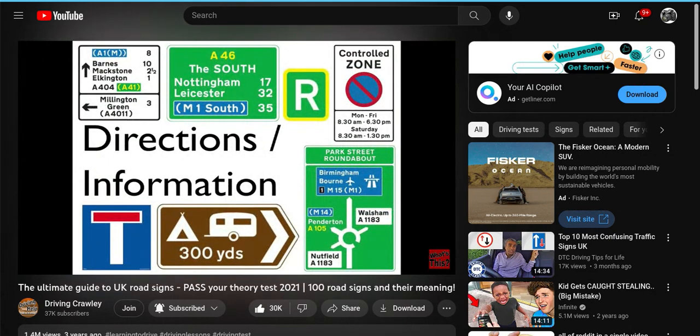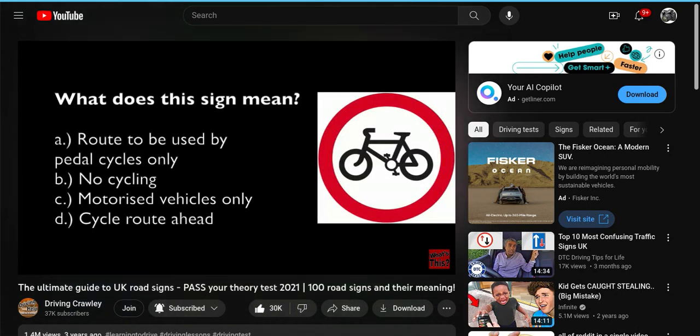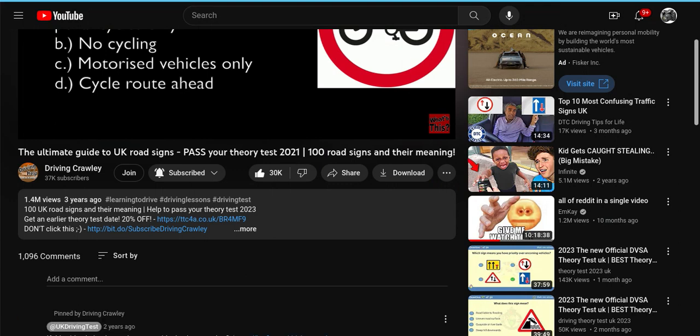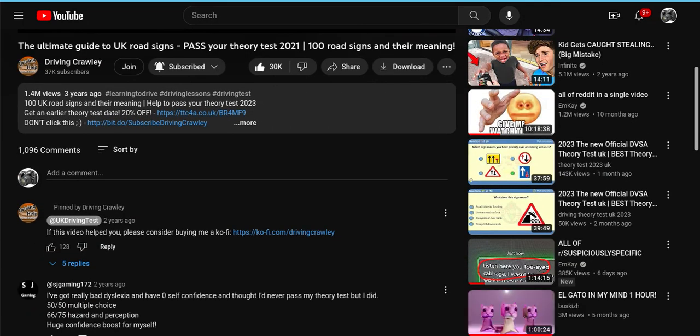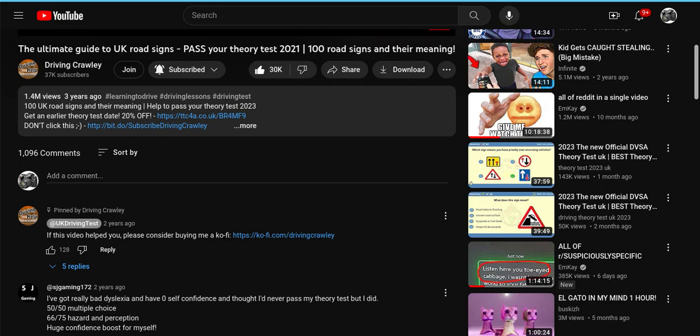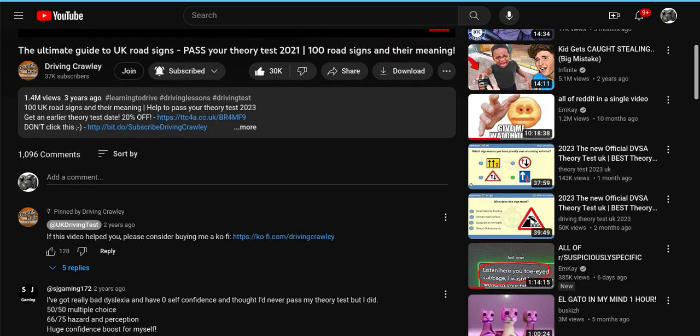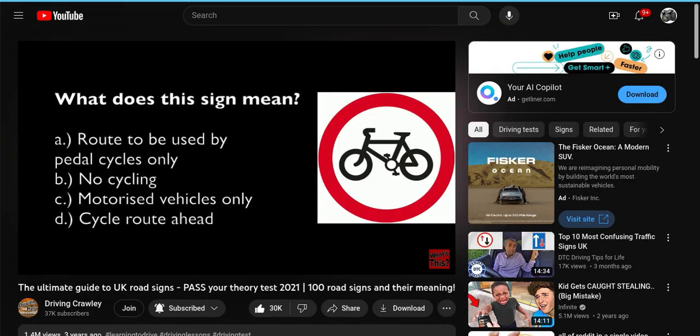Directions and general information is generally given on rectangular signs. We can use this information to work out what some signs mean. At first, this sign could be most of the options. It's got a picture of a bicycle, so it's probably going to be 3 out of 4 of the options. It's probably not going to be motorised vehicles only, as there's no picture of a motorised vehicle. It is in a red circle, however, so that's a negative order, something you must not do, so you must not cycle. So it's going to be no cycling.